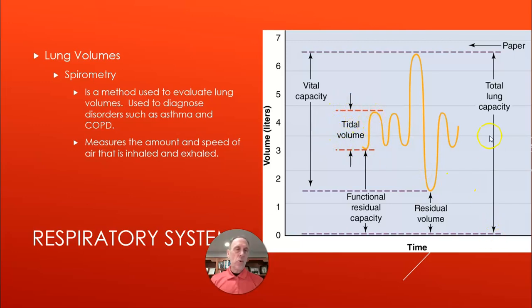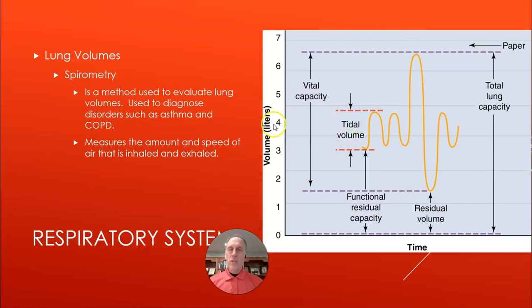You have total lung capacity, which is the total volume of air that your lungs can move. With the lungs themselves, your normal breathing will be your tidal volume, and what's left over after a big breath outside of tidal volume will be the residual volume. And there's functional residual capacity, meaning how much is left over just after normal tidal volume.